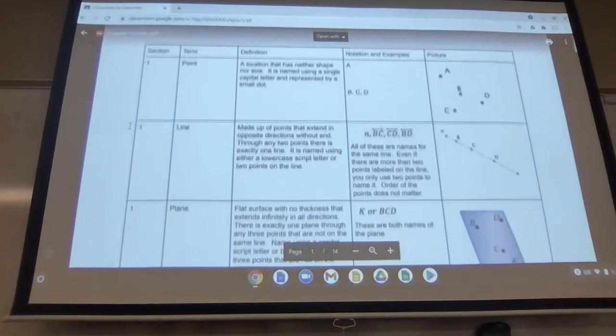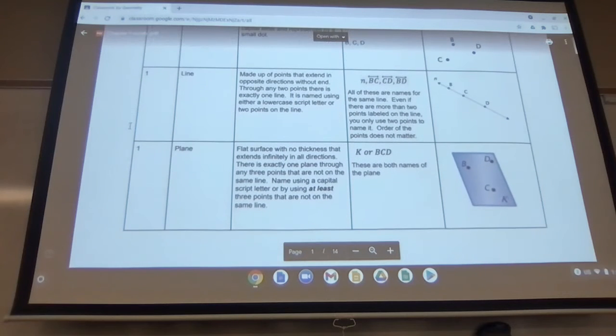When you come to a line, the next thing, a line does have a symbol. And our definition of line is made up of points that extend in opposite directions without end. So you're going to put a bunch of these points together. They're going to extend infinitely in 2 directions. They never stop. That makes it a line.